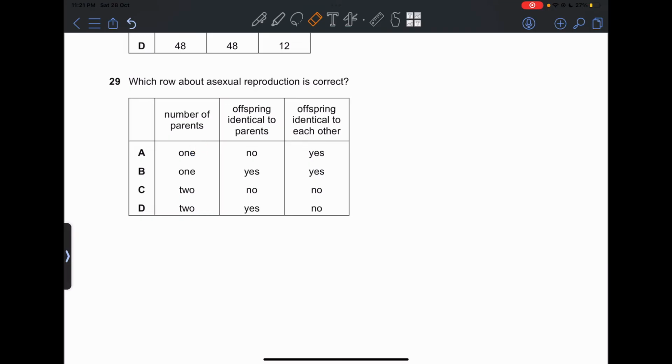29. Which row about asexual reproduction is correct? The number of parents is always 1 in asexual reproduction because this is the type of reproduction that occurs without having a mate. It is only from one parent. The offspring is identical to the parent and they are also identical to each other. So our answer is going to be B.